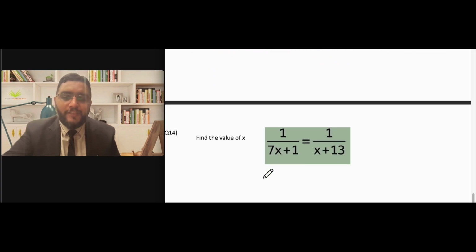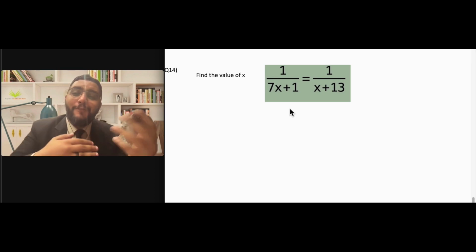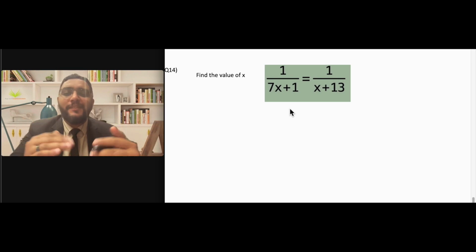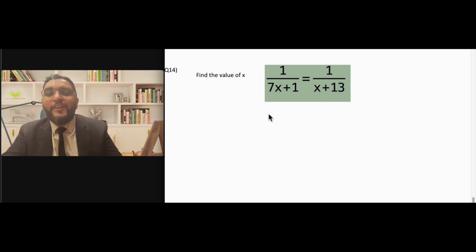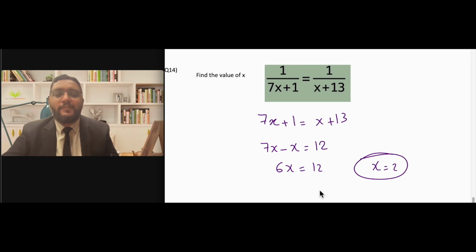Okay. Next question, question 14. Find the value of x. We have the fraction 1 over 7x plus 1 equals 1 over x plus 13. For this type of question, if the numerator equals the numerator, it means that the denominator equals the denominator. So we can write 7x plus 1 equals x plus 13. So 7x minus x equals 13 minus 1, which equals 12. So 6x equals 12. It means x equals 2. So the answer is 2.